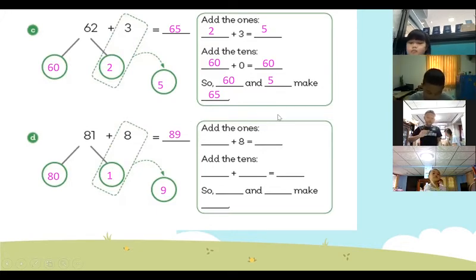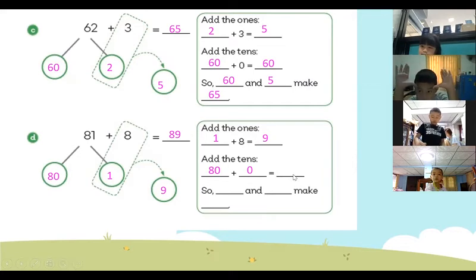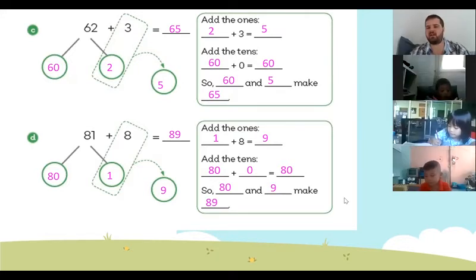So first it says add the 1. So plus 8 equals 9. Very good. So 1 plus 8 equals 9. Next, we need to add our 10. So we have 80 plus 0. Zero, very good. Equals 80. Very good. So that means 80 plus 9 makes 89. Very good, everybody. Let's see if everyone's finished.